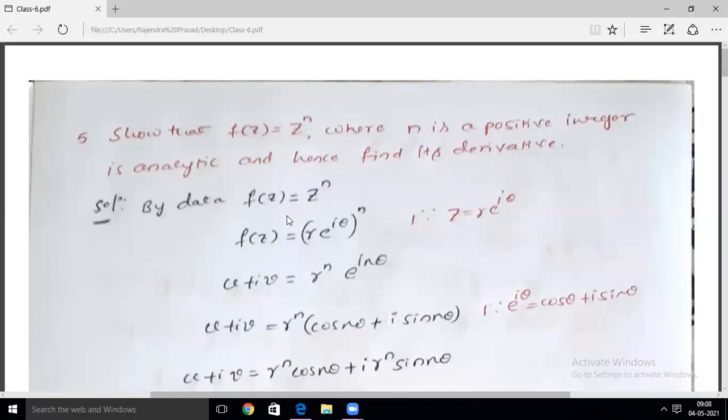So first we shall consider the given function f of z is equal to z power n. So suppose we shall take here. So we have two cases, Cartesian form and polar form.